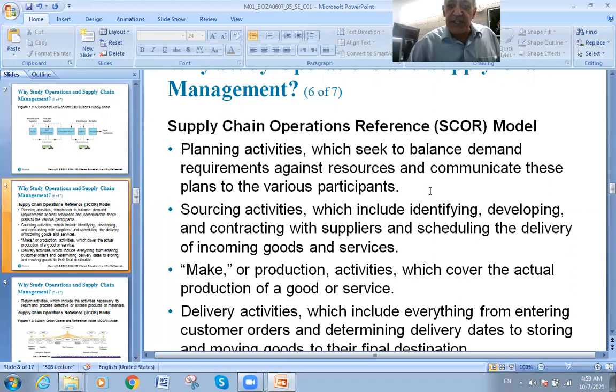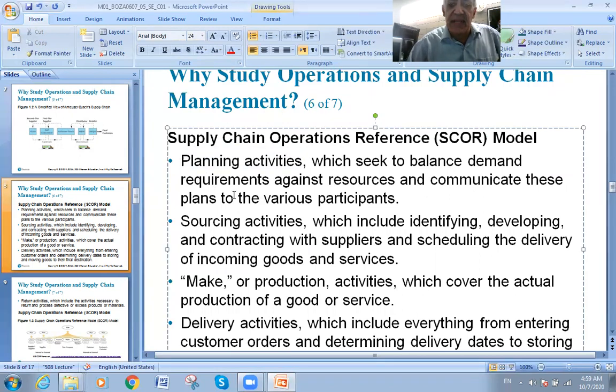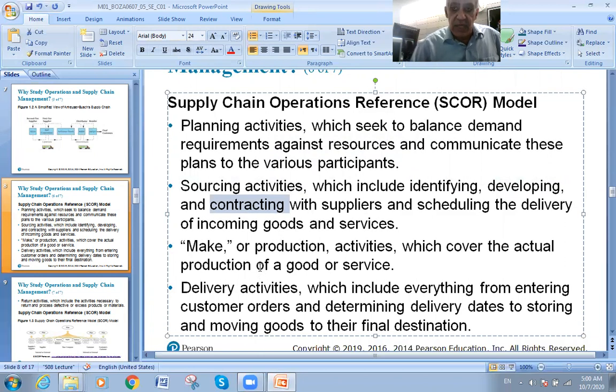Supply chain operations reference model: planning activities, which seek a balance. What is this? We're talking about the planning activities which seek to balance demand requirements against resources and communicate these plans to various participants. Sourcing activities are another kind of activity, which include identifying, developing, and contracting with suppliers, and scheduling the delivery of incoming goods and services. We also have the make or production activities, which cover the actual production of goods and services.